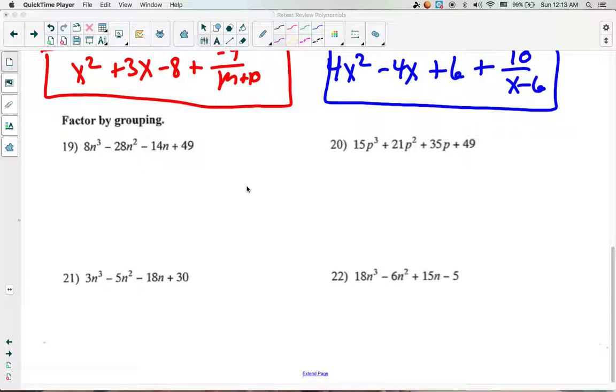Retest review polynomials, question number 19. We are going to factor by grouping. Now when you factor by grouping, you want to have four terms. So we have 1, 2, 3, 4 terms.